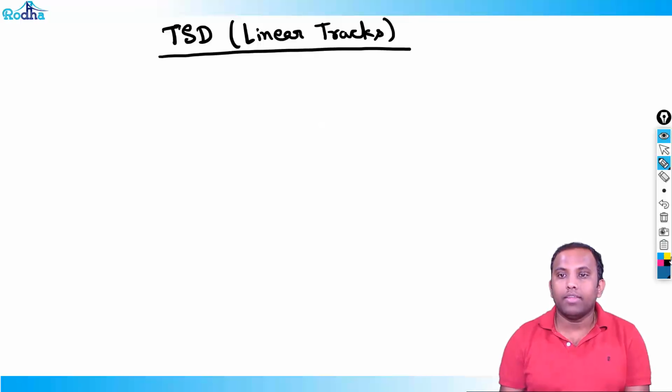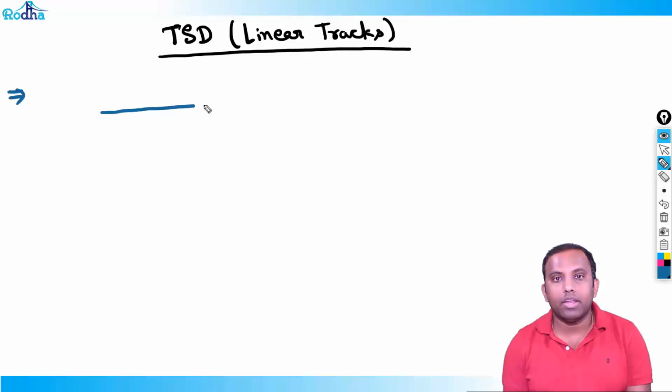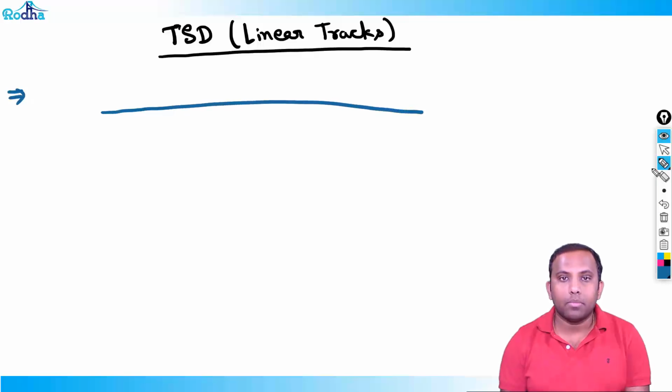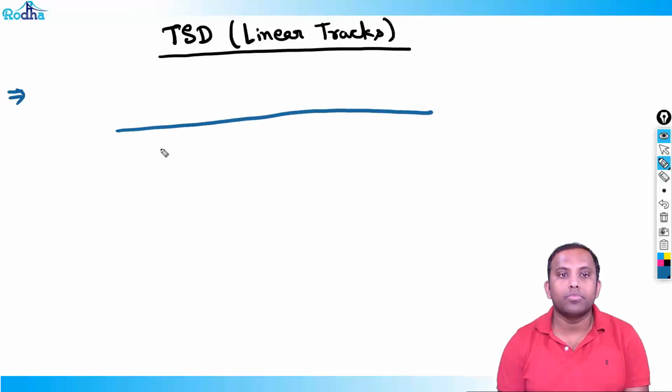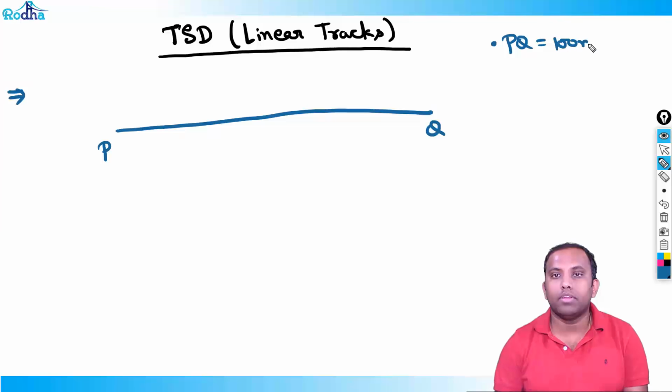Understand this case here. There is a linear track PQ, and the length of PQ is 100 meters. Two persons A and B start simultaneously. We'll be doing questions on it.